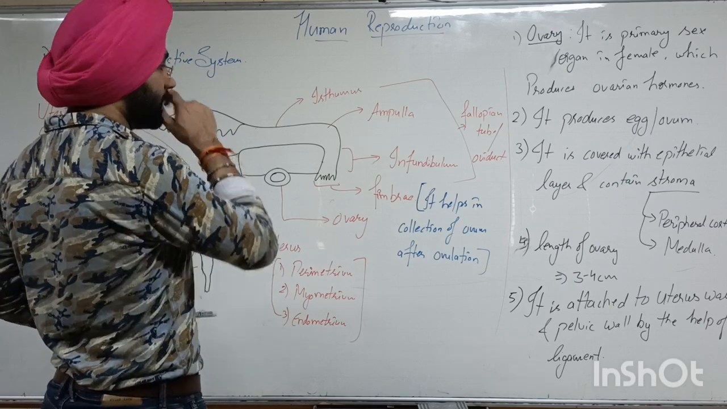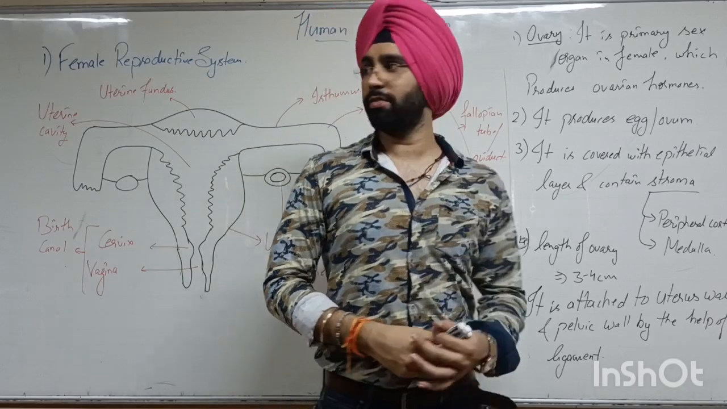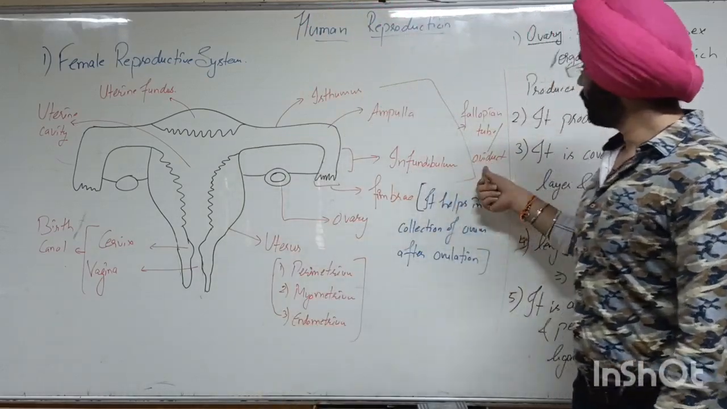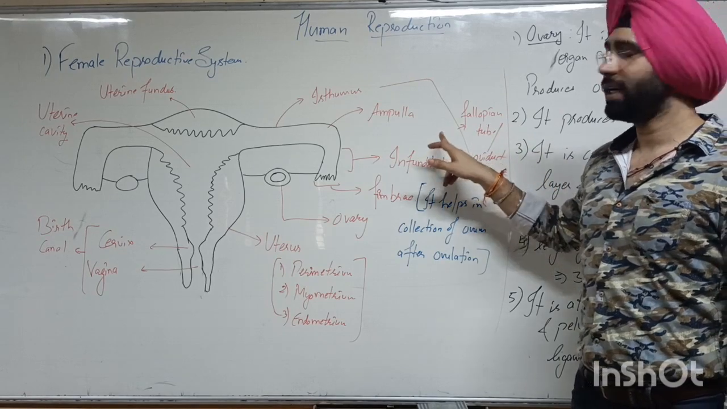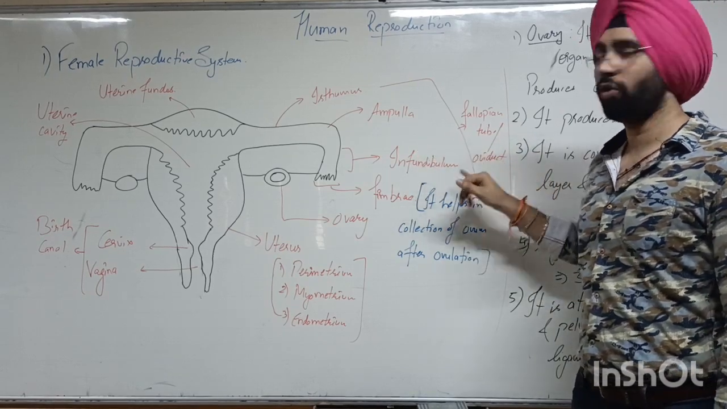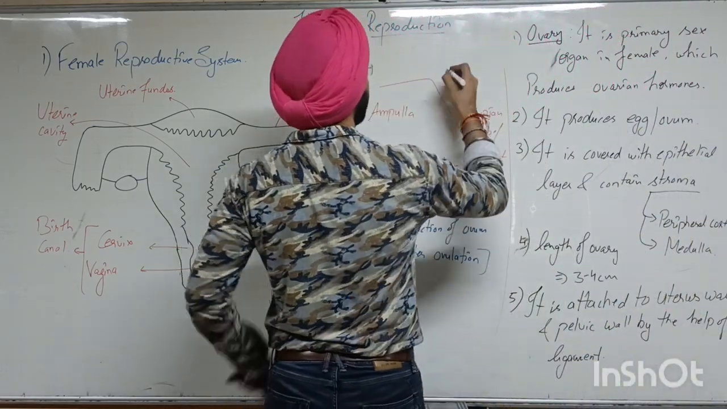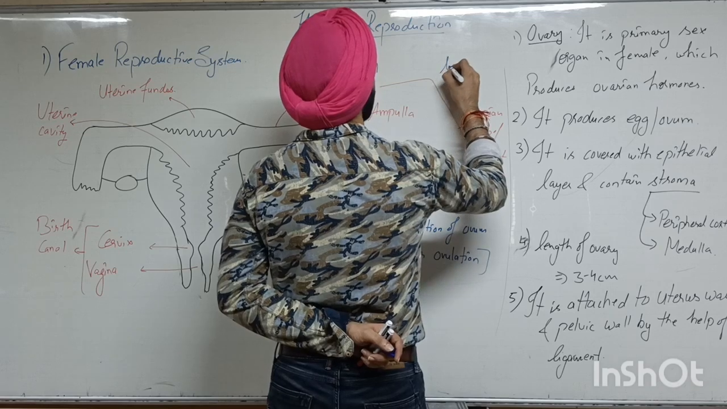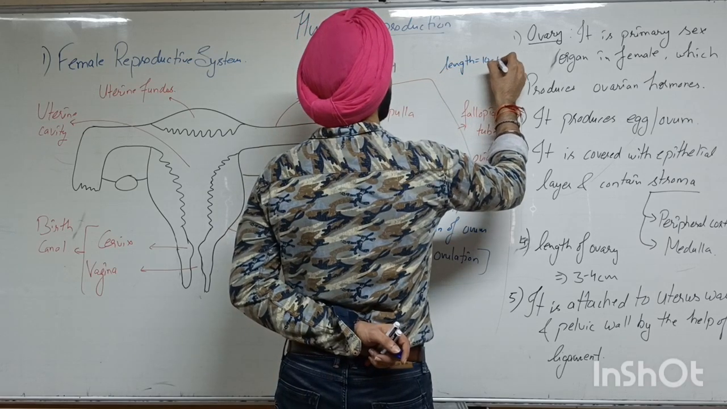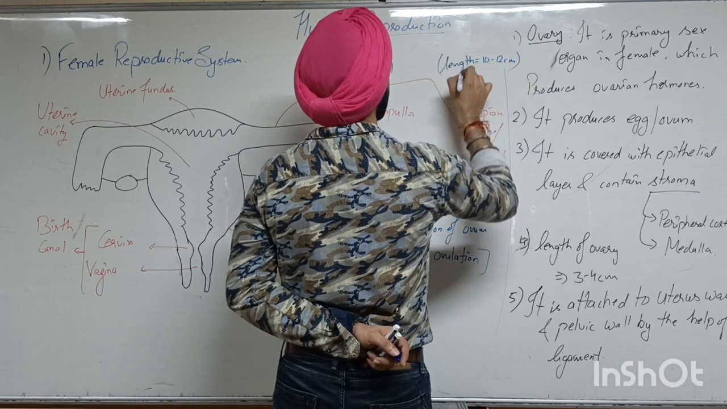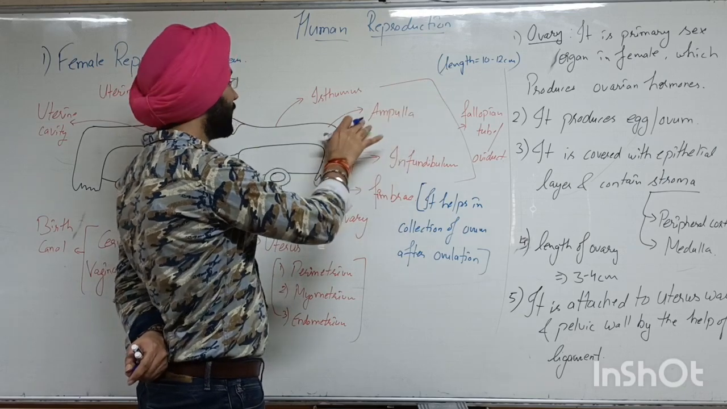If we come towards the fallopian tube, there are only 2 points in our NCERT. The fallopian tube is also known as the oviduct. I have mentioned it over here, and the length of the oviduct is around 10 centimeter to 12 centimeter. I am writing it over here with the blue pen.